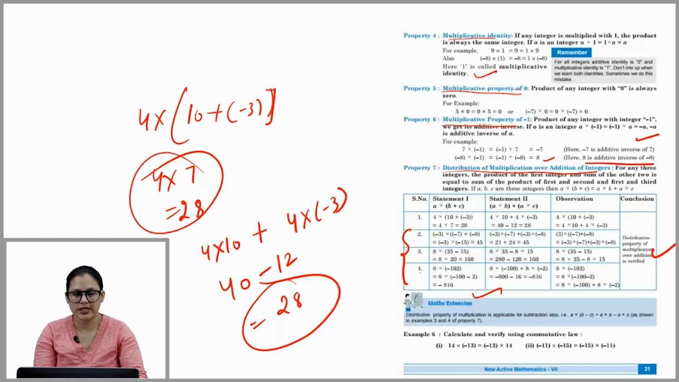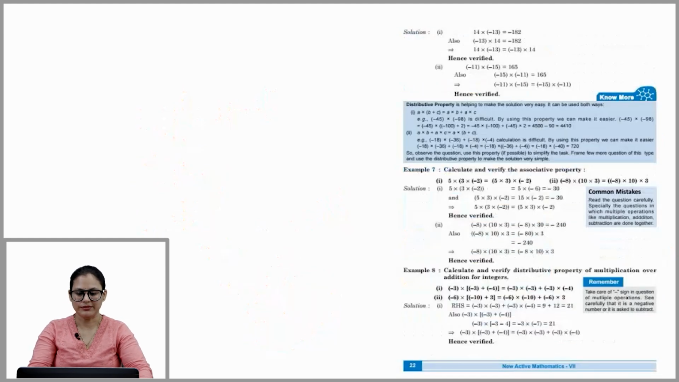So see, 14 into minus 13 is equal to minus 13 into 14. 14 into minus 13 is what? If you multiply, you will get minus 182. And if you multiply minus 13 by 14, again you will get minus 182. So LHS is equal to RHS. Okay, so verified.